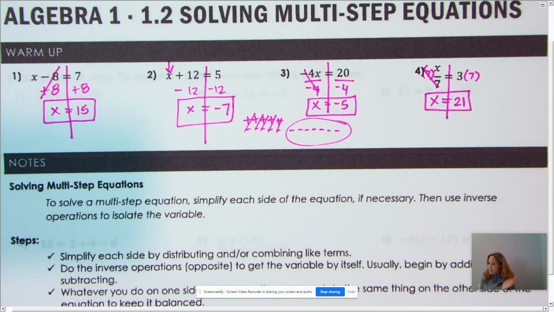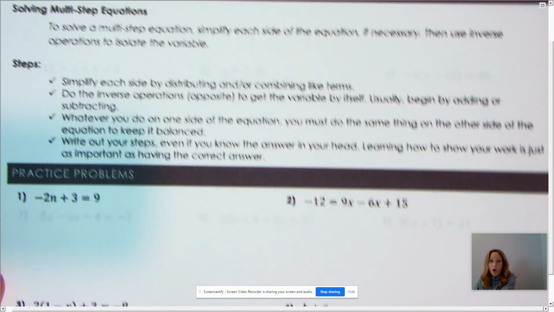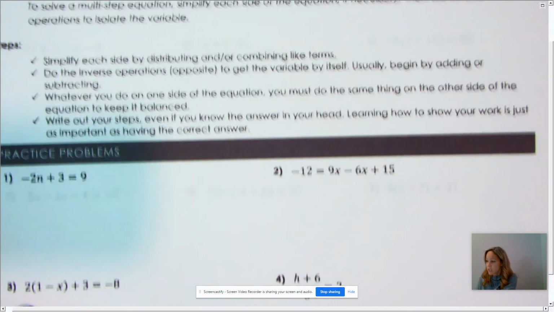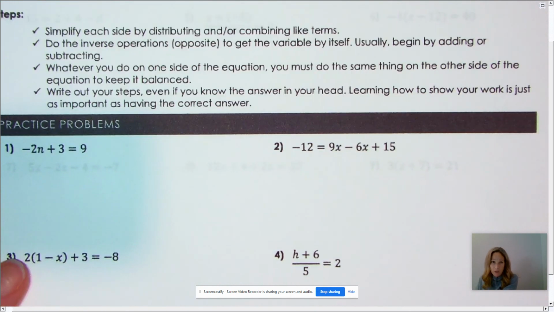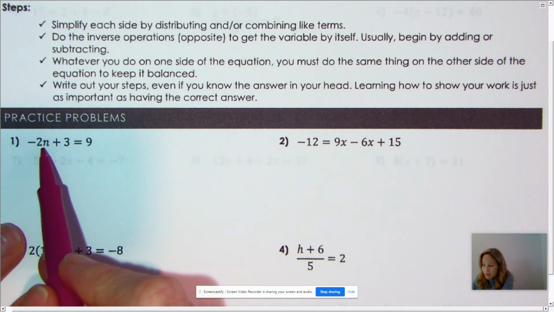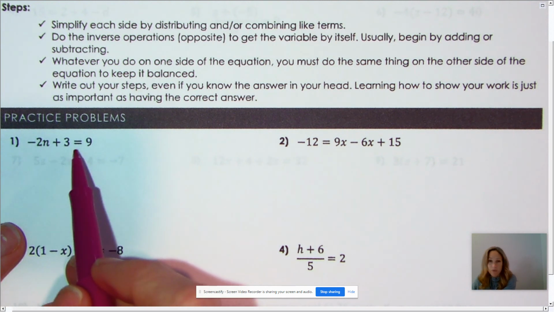Okay, I'm going to go ahead and skip the notes for right now. We're going to work out some practice problems. What you're always going to do is kind of like PEMDAS, but backwards. Remember PEMDAS: parentheses, exponents, multiplication, division, addition, subtraction. We're going to do that backwards because we're trying to work the problem backwards to find out what the original problem was. So this says some number times by -2 and then add 3 is equal to 9.